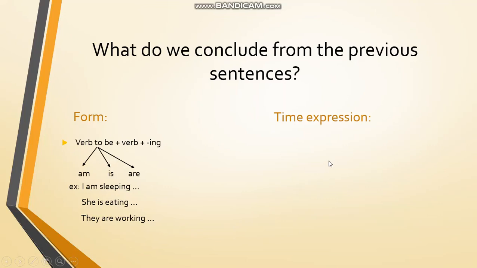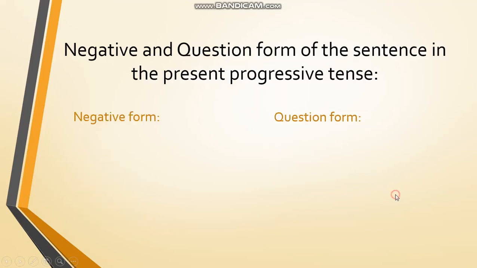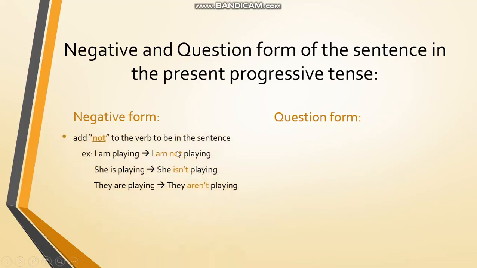What are the time expressions used with the present progressive tense or present continuous? They are now, right now, at the moment, or at this moment. And also for the present progressive tense, I have a negative form and I have a question form. In the negative form, I just add not to the verb to be in the sentence. I add not to am or to is and to are. I am not playing, she isn't playing, they aren't playing.